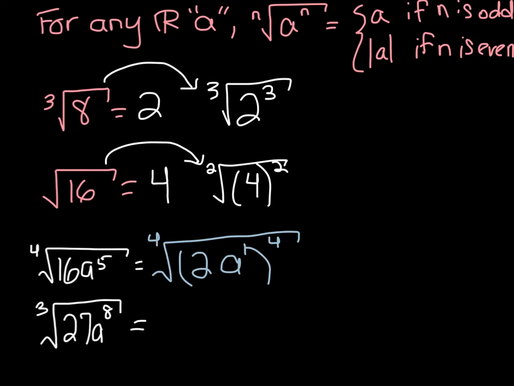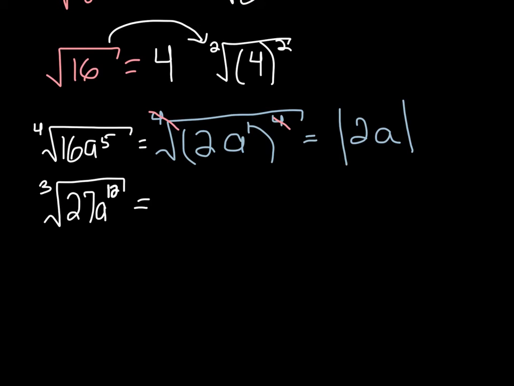So the radical and the exponent would cancel, and since it's even, our final answer is the absolute value of 2a, because we're only taking the positive root, the principal root.